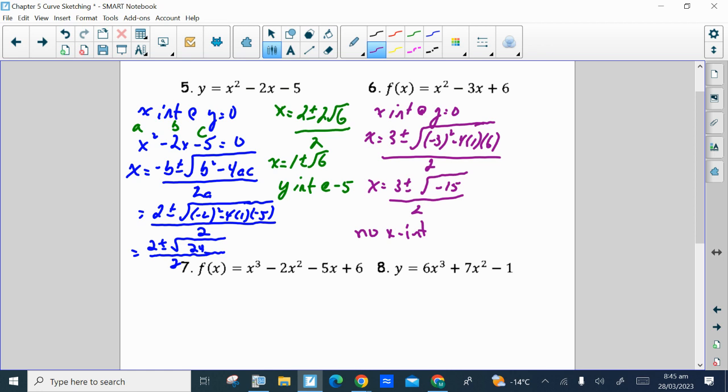the vertex is above the x-axis, right? We know that this quadratic opens upwards because the initial term, coefficient, the number in front of the x squared is positive. That means the quadratic opens upwards. The fact that there's no x-intercepts means that the vertex is above the x-axis. It never crosses the x-axis. And our y-intercept, again, is the value of the constant term, which is positive 6.